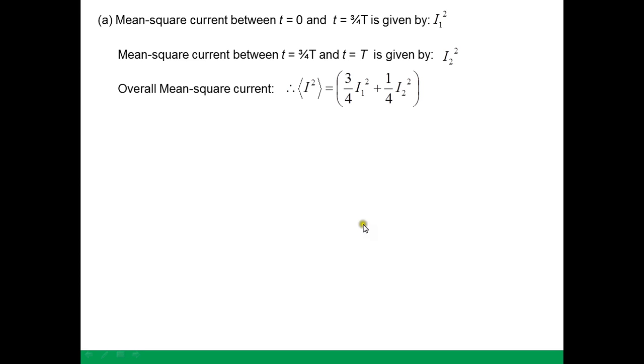To solve the first part, we should square the current between time 0 and 3/4 T, and square the current in the next 1/4 of the time. We notice that there are two values given, I1 squared and I2 squared. To find the mean of this squared current, all we have to do is take 3/4 of I1 squared plus 1/4 of I2 squared. This is because in 3/4 of the time it remains at I1 squared, and the other 1/4 of the time it remains at I2 squared.